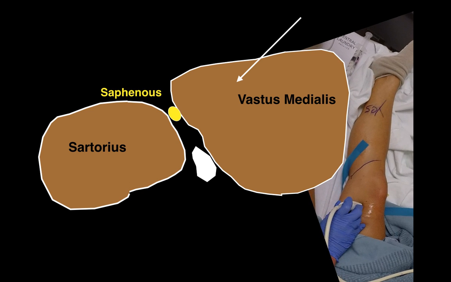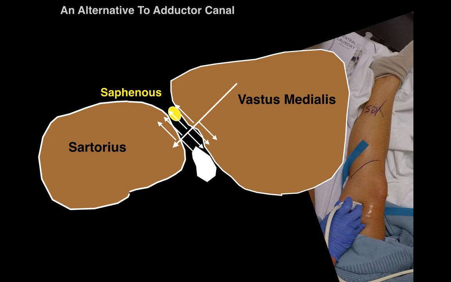As an alternative to the adductor canal block, the fenestrated needle can be used to produce a block with similar sensory distribution that can be performed in a more superficial plane that is not in proximity to vessels.